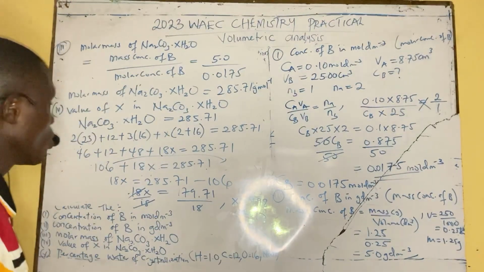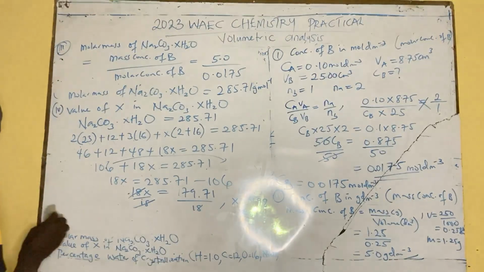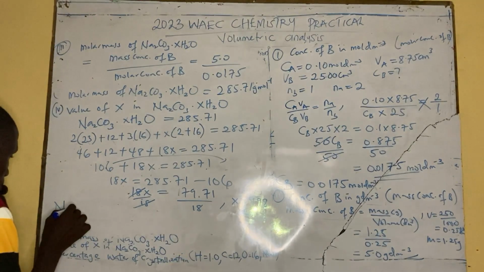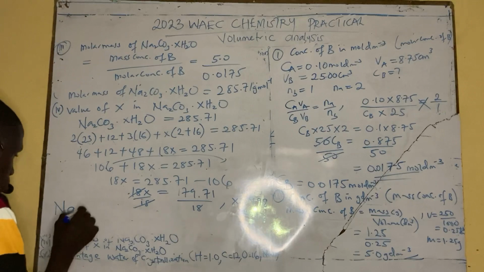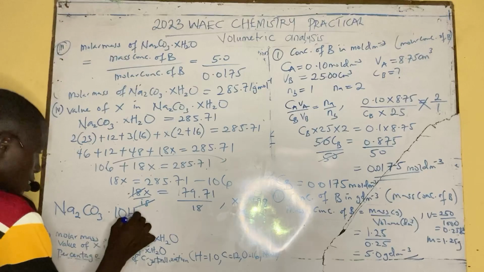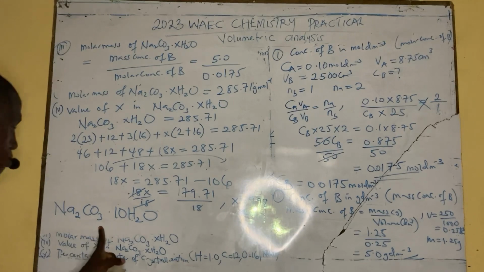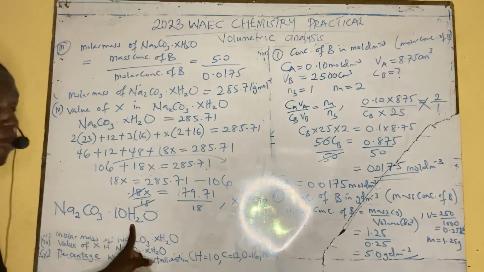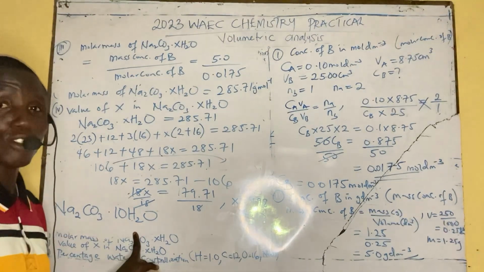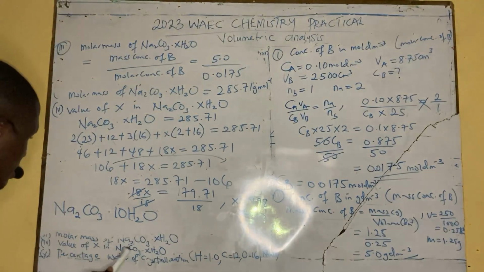So this is 10. In other words, if I want to write the expression now, the formula becomes Na2CO3.10H2O, where x is 10 water. This is what you have been given in the instructional manual. This is the molecular formula for the compound, which is sodium trioxocarbonate(IV) decahydrate. So we have gotten the value of X in this, which is 10.